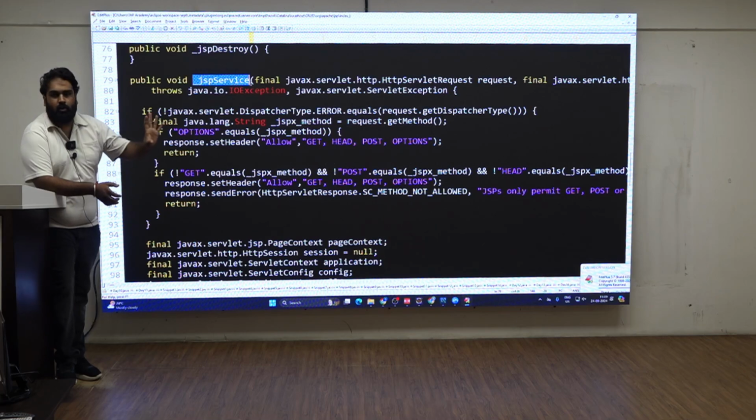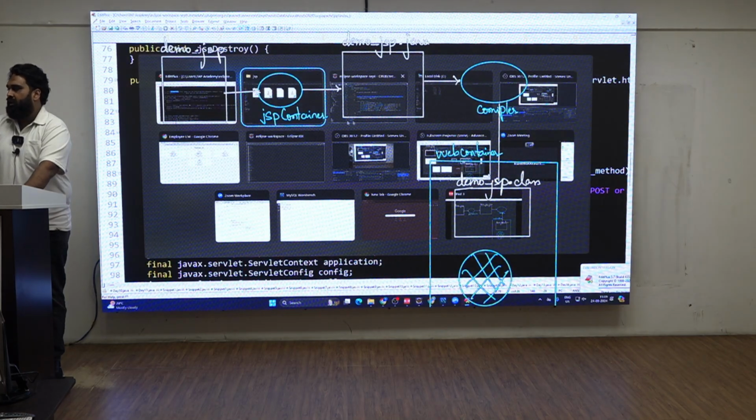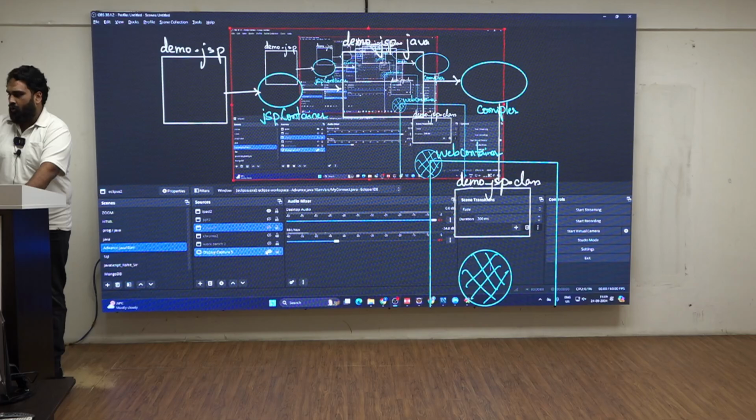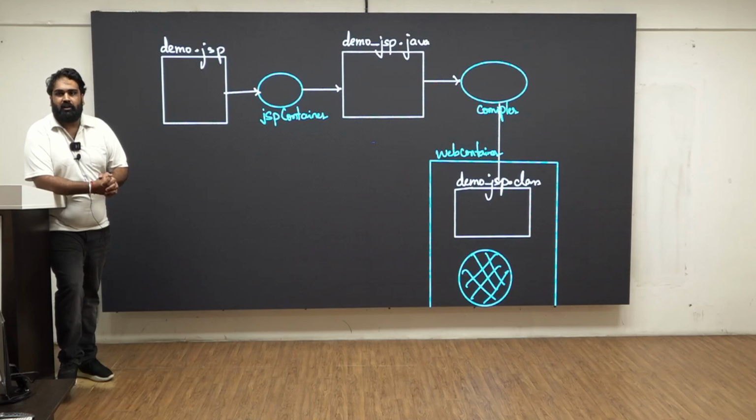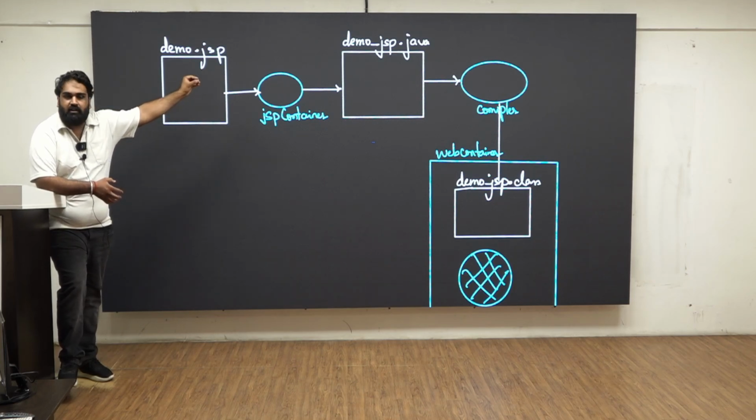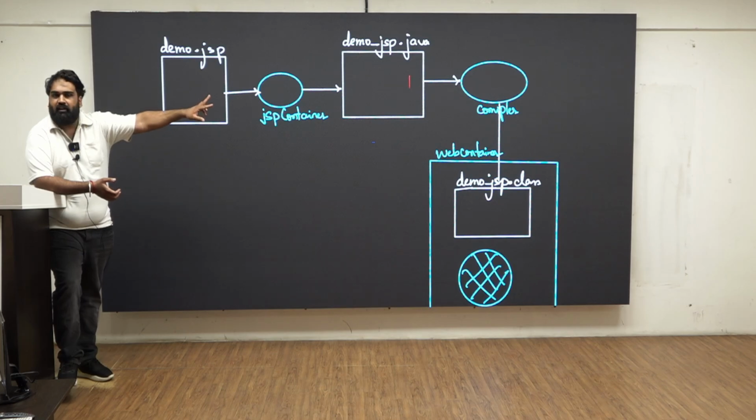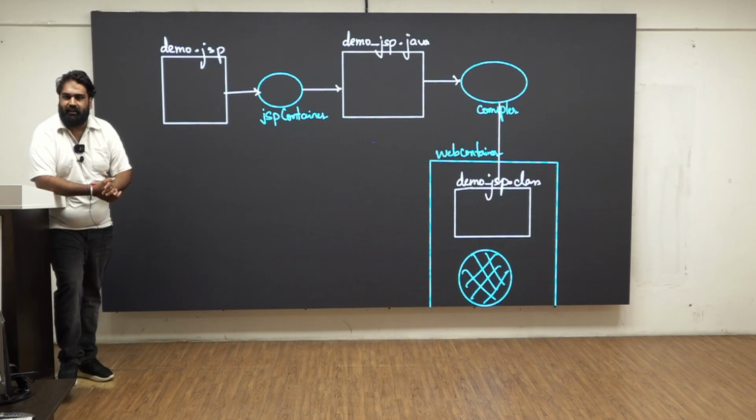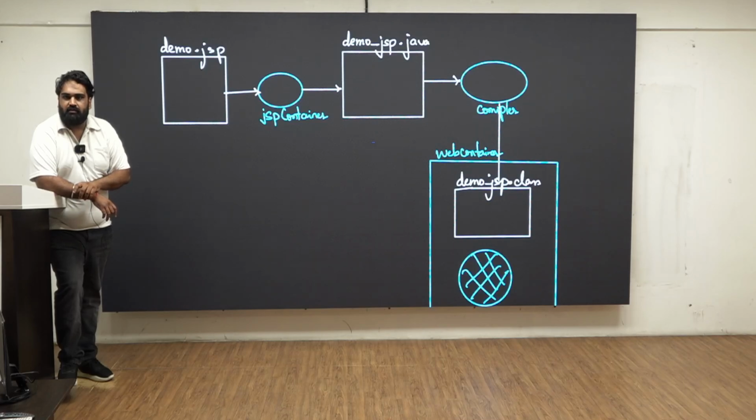So I hope you are able to understand that whenever you write any JSP code, what is going to happen internally? A JSP program, using the JSP container, is converted to a .java file. That .java file will again be given to the compiler, so it will create a .class file. The .class file will start executing. I hope you understand this.